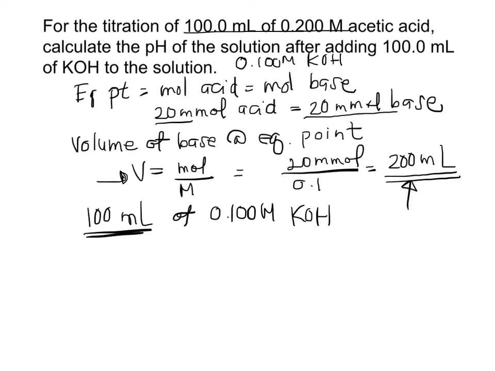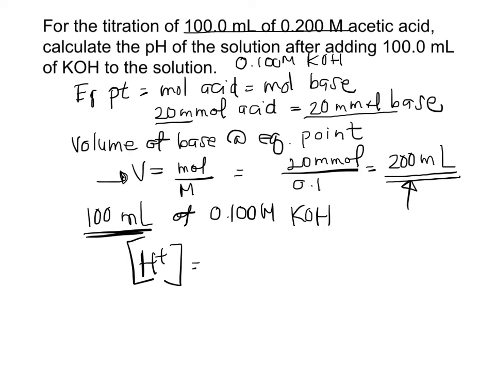So this problem is a little bit easy, or not really easy, but with this problem you're doing a little cheer because you're like, oh good, not a whole lot of math here. Since adding 100 milliliters of the KOH to the solution is going to put us at the half equivalence point, then we know that the H plus concentration is going to equal the Ka. And the Ka is given to you.